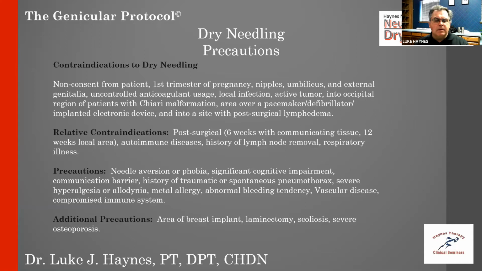If there's pneumothorax or a history of it, that's definitely a precaution. Pneumothorax is probably the number one issue that we get concerned about in relation to the trunk. If there's severe hyperalgesia, an abnormal bleeding tendency, or vascular disease. And then some additional precautions around an area of a breast implant, a person that's had a laminectomy, or if there's scoliosis or severe osteoporosis, just things to be aware of whenever dealing with dry needling.